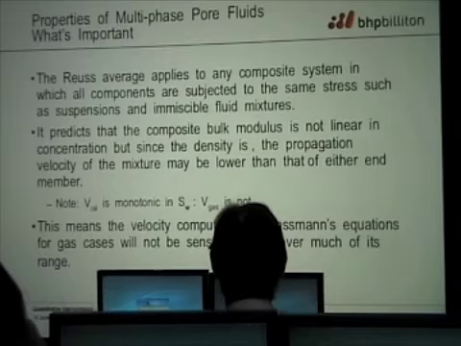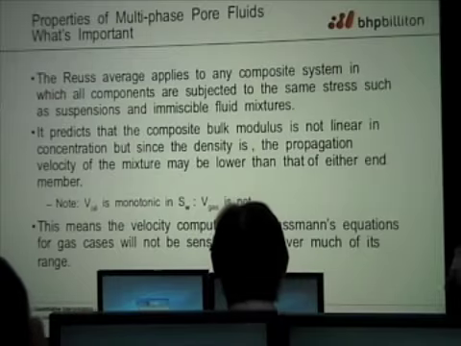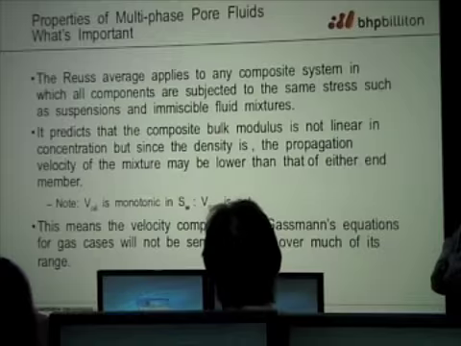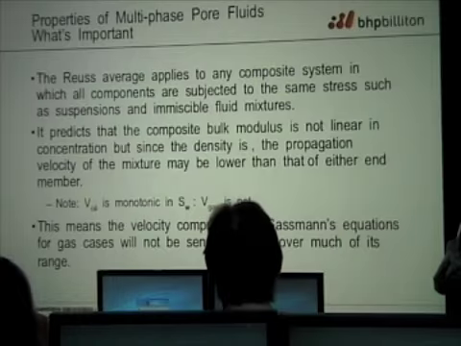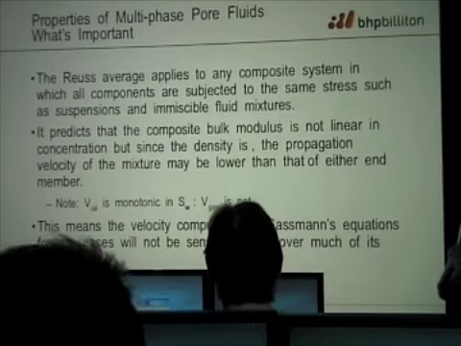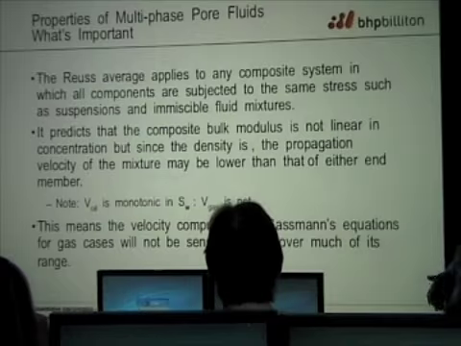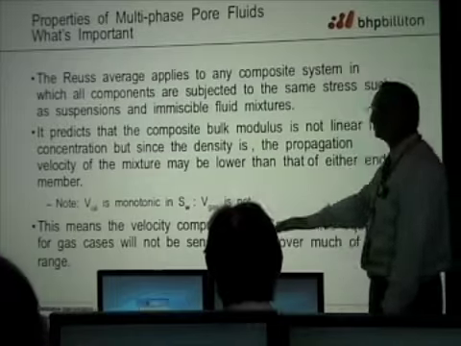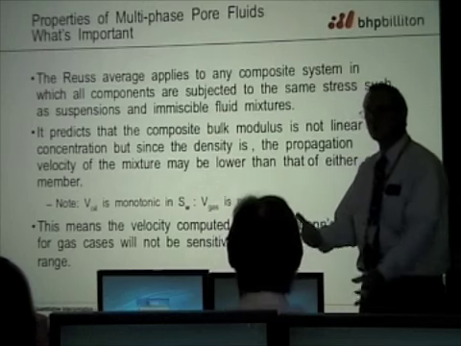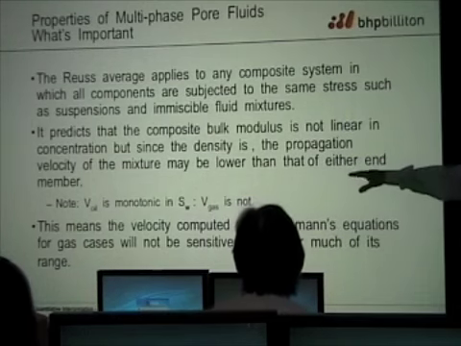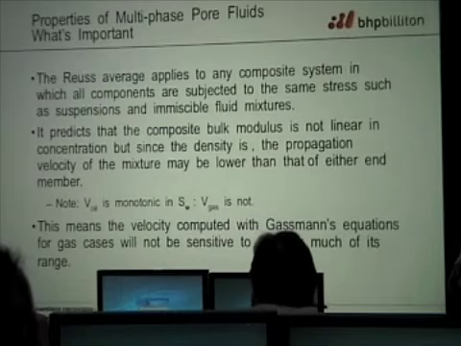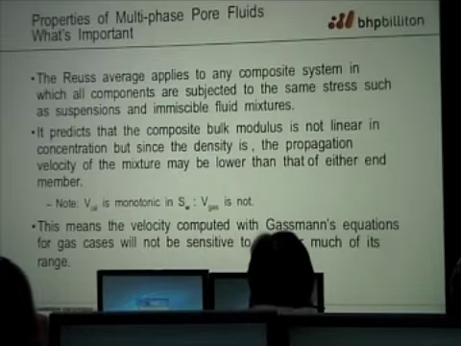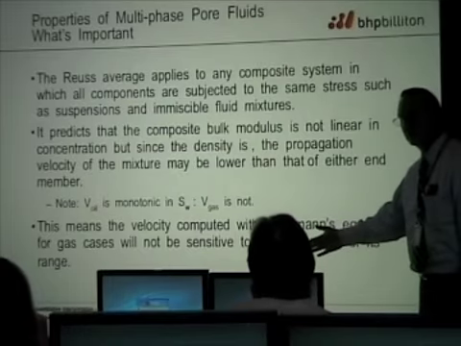The Reuss average applies to any composite system in which all components are subject to the same stress, such as suspensions and immiscible fluid mixtures. It predicts that the composite bulk modulus is not linear in concentration, but since the density is, the propagation velocity of the mixture may be lower than that of either end member. Note, the oil is monotonic, the water-gas is not. The gas can be too, in certain situations, depends on what pressure you have, et cetera, whether that flattens out. This means the velocity computed with Gassmann's equation for gas cases will not be sensitive to gas. This is the take home. Right? This is the take home.